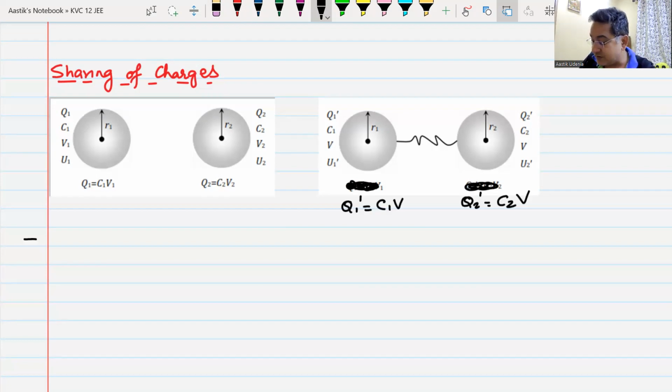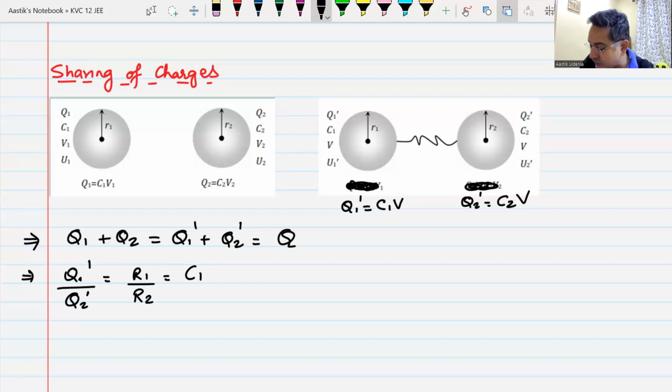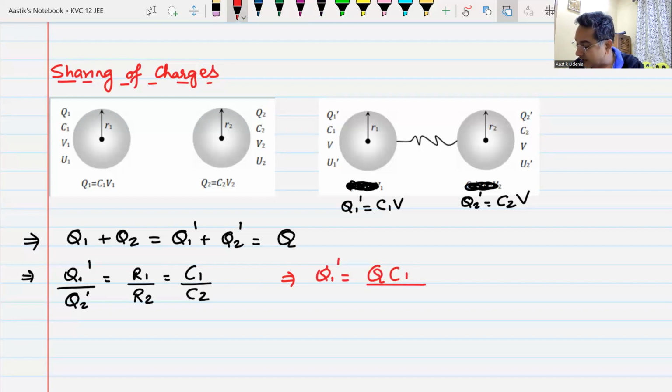So the first thing that you must remember is total charge will remain constant. So Q1 plus Q2, initial charge, shall be equal to Q1 dash plus Q2 dash. We all understand this, and that will be equal to the total charge Q. Yes or no? Yes, sir. And the second thing that you understand is how will the charge be divided? Q1 dash by Q2 dash will be equal to R1 by R2. And now you know this R1 by R2 is also equal to C1 by C2. Yes or no? So now you can write this revolutionary formula that Q1 dash will be equal to total charge Q into C1 divided by C1 plus C2. Yes or no? We can write it in this form. Or you can write it in this form, Q into R1 divided by R1 plus R2. Are we able to understand this?